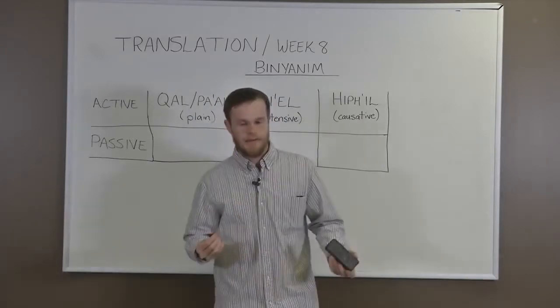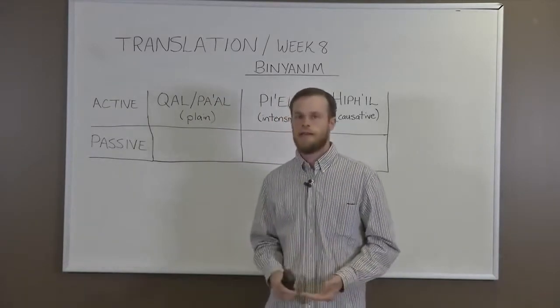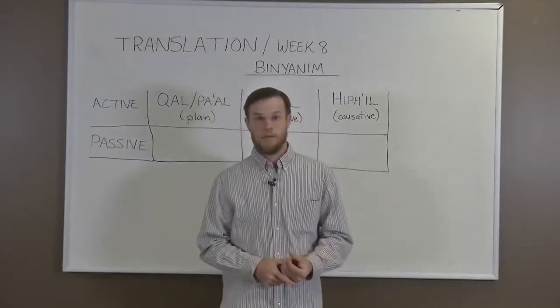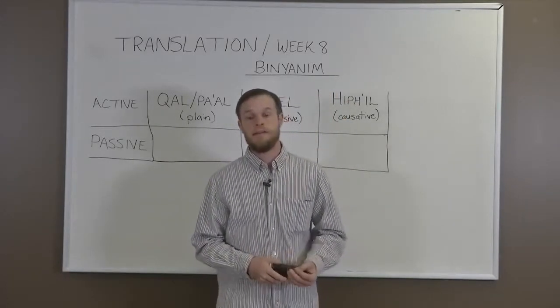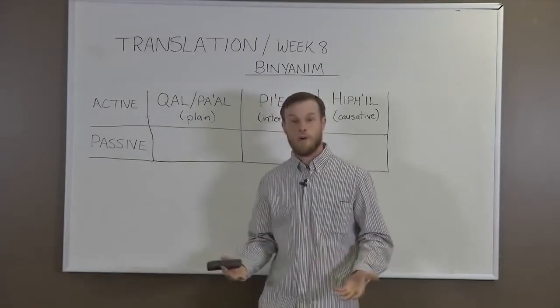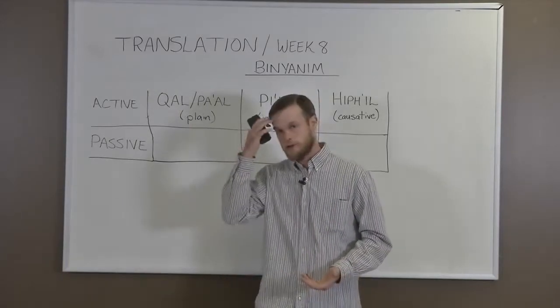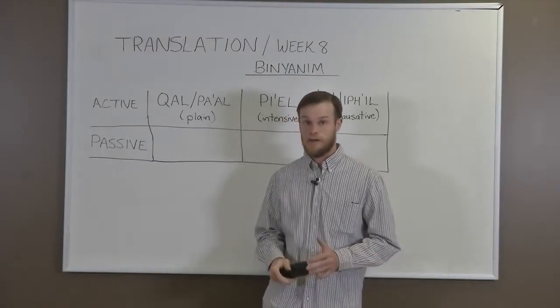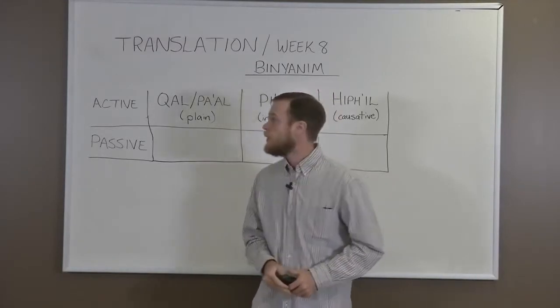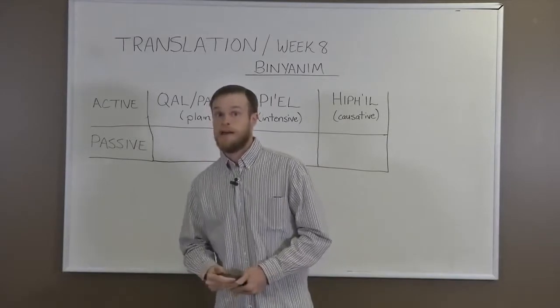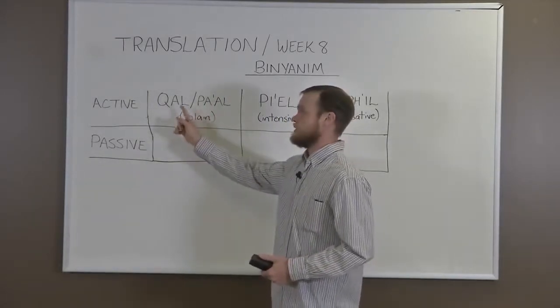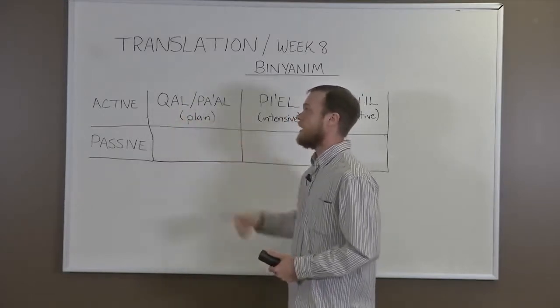The last major thing that I need to touch on is the rest of the binyanim. Of course, a binyan is a category of a conjugation of a verb. There are 7 major binyanim in Hebrew, and so far we have covered 3 of them in this class. The 3 that we've covered have been binyan kal, which you can also call binyan pa'al.